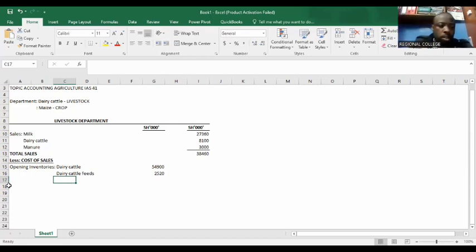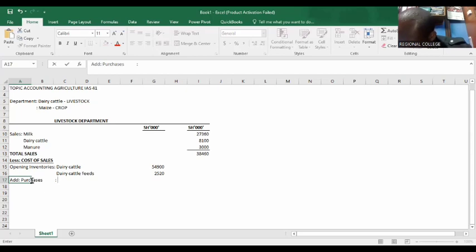Then they had purchases. So give me the purchases for the year under livestock. Here we have 10,440. What are they adding as our purchases? The first purchase is dairy cattle for 10,440. And dairy cattle feeds.